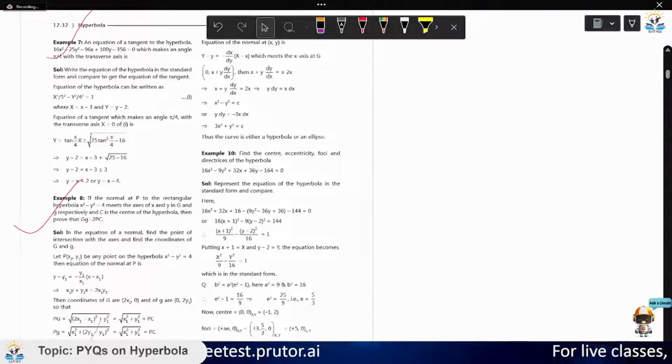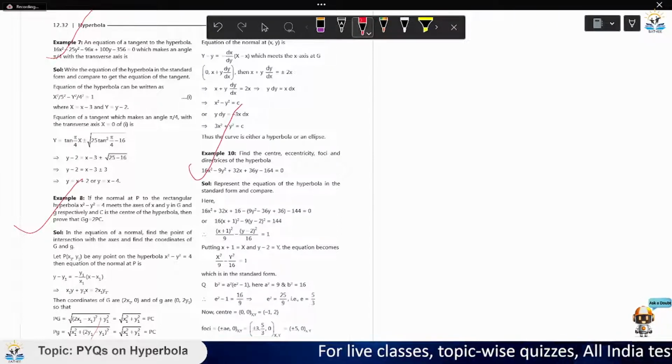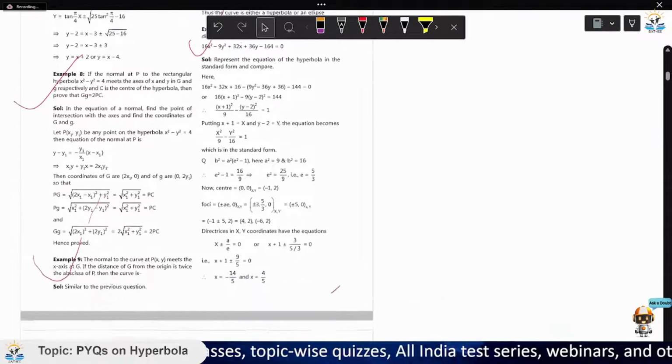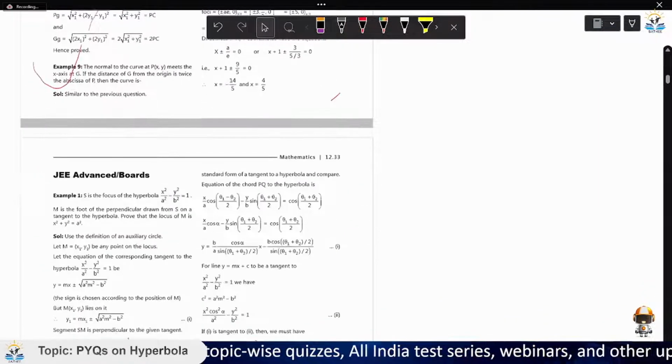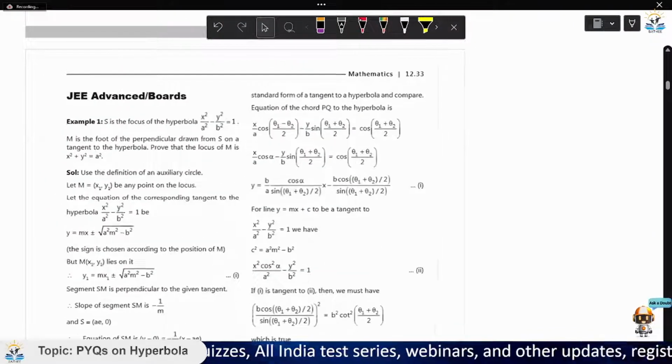So getting back to the next question we have: find the center, eccentricity, foci, directrix of the hyperbola. Very easy question. I'll not get into it. You just have to convert this into a standard hyperbola and shift the origin, because it is a standard hyperbola without a slant as well. So I will not get into the nitty-gritty of it. So let's move on to the next question.